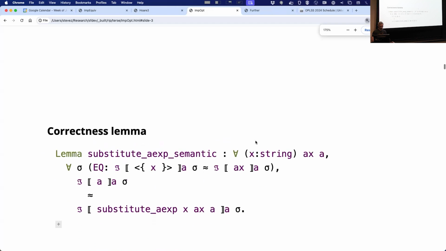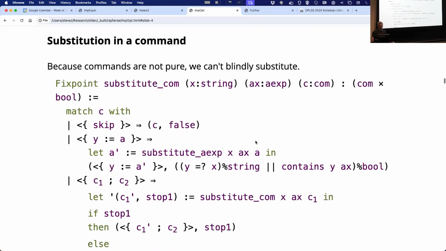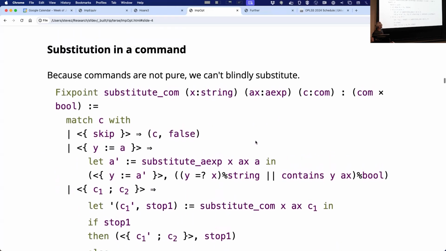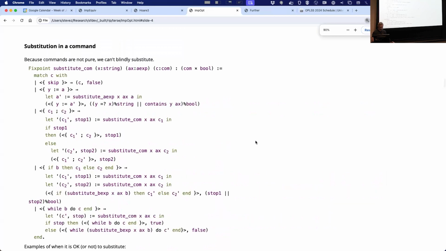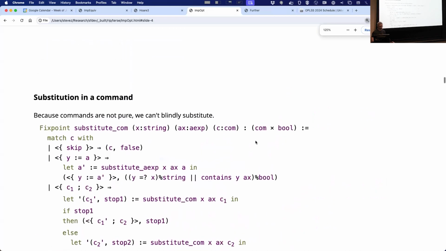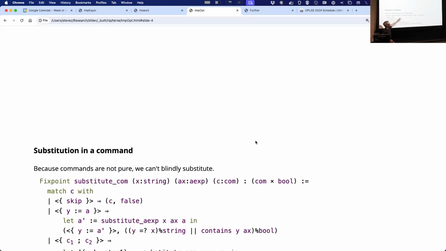Good. So that's a correctness lemma, and then we can do a similar kind of thing. This is the code, a similar sort of function that does exactly the same thing in a command. Of course, naively substituting an expression inside of an imp command is not sound in general, because imp can update the value of a variable inside of the thing we're substituting, or it could update x.